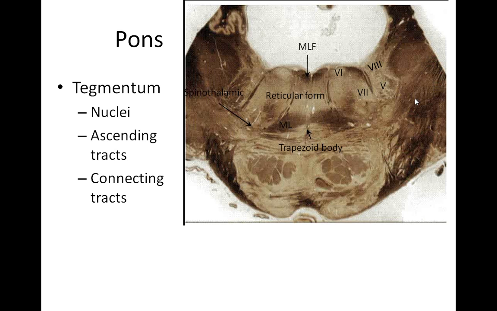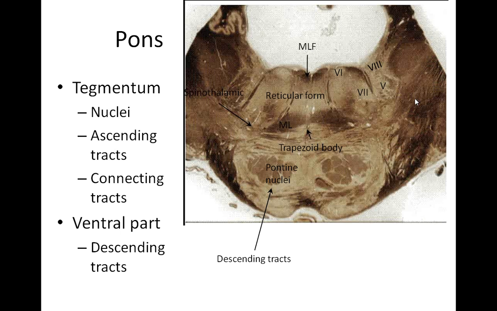The lower pons also consists of a ventral part which lies in front of the tegmentum, and the ventral part is made up of descending corticospinal fibers as well as the pontine nuclei, as we talked about before.